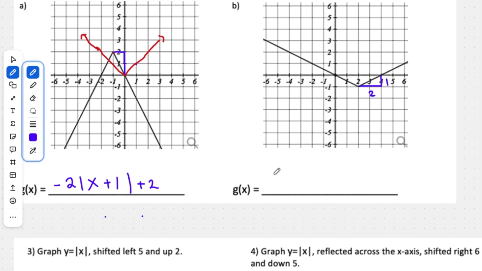So here we'd have g of x, and then it's going to be 1/2 absolute value x, and this has been shifted right 2, so that'd be a -2 on the inside, and down 1, so a -1 on the outside.